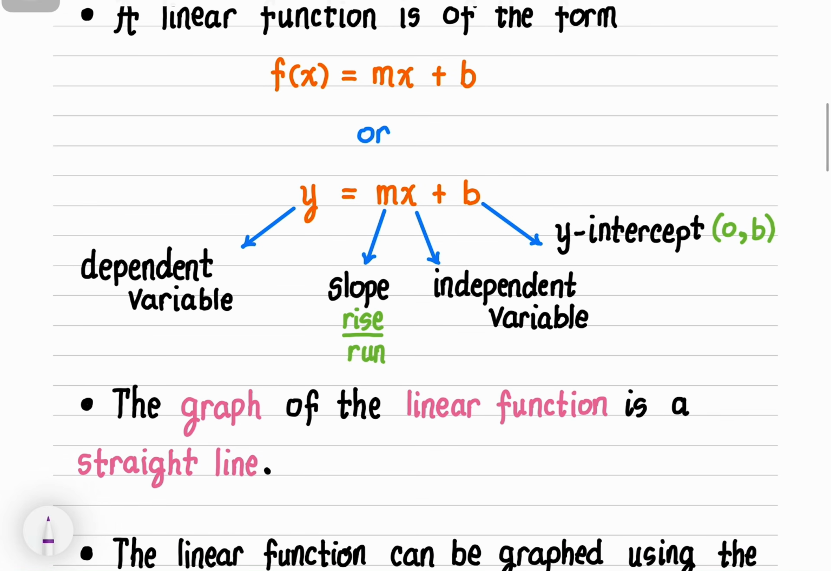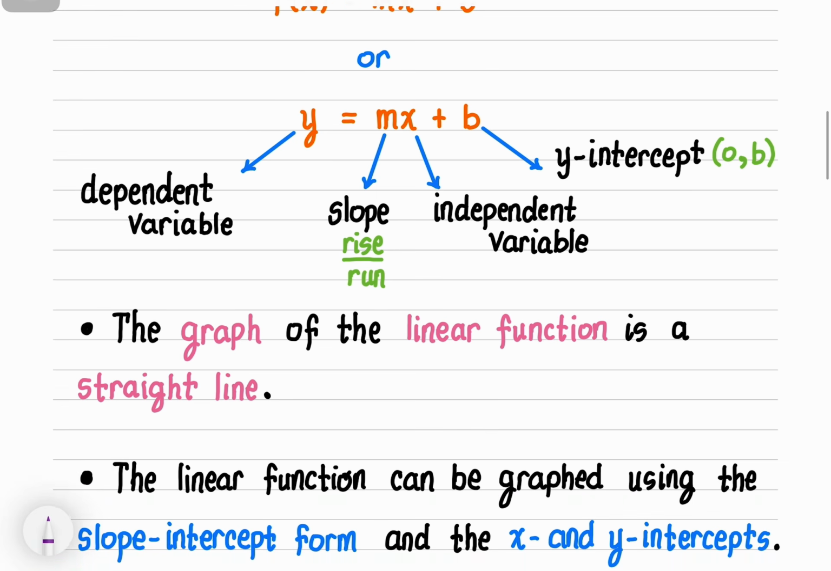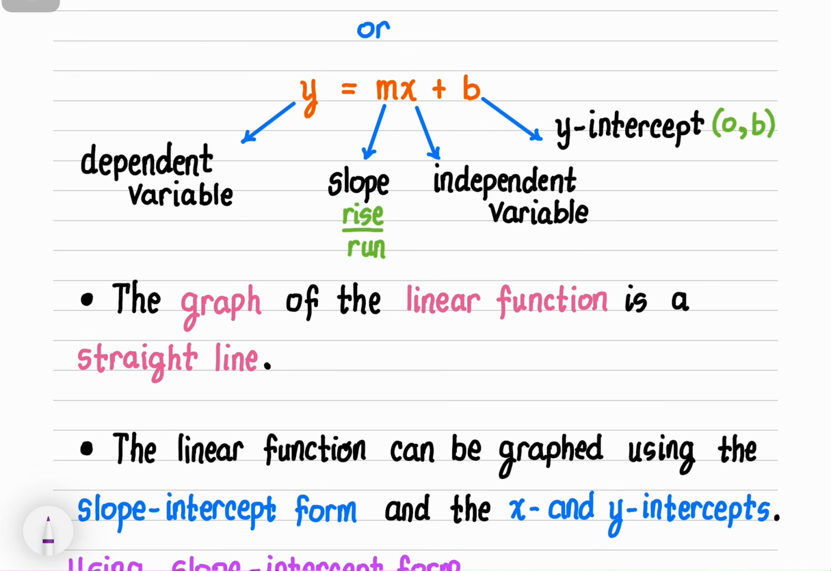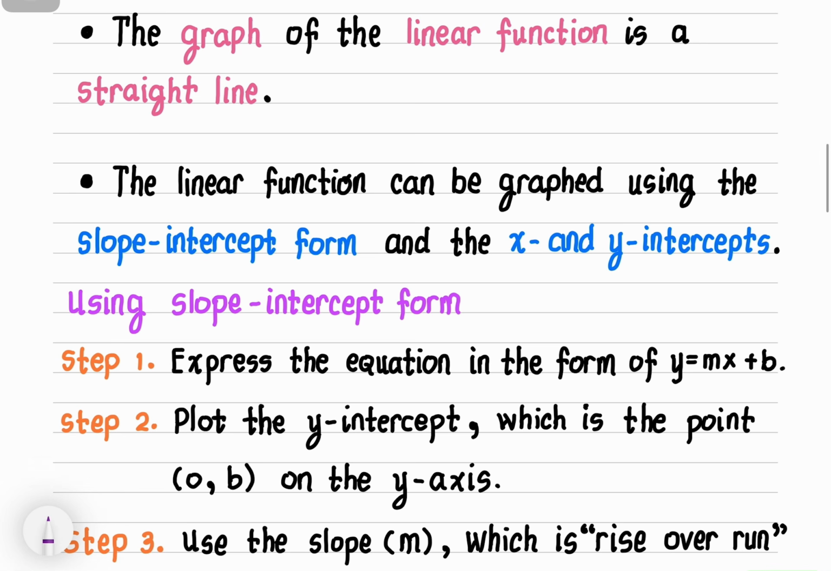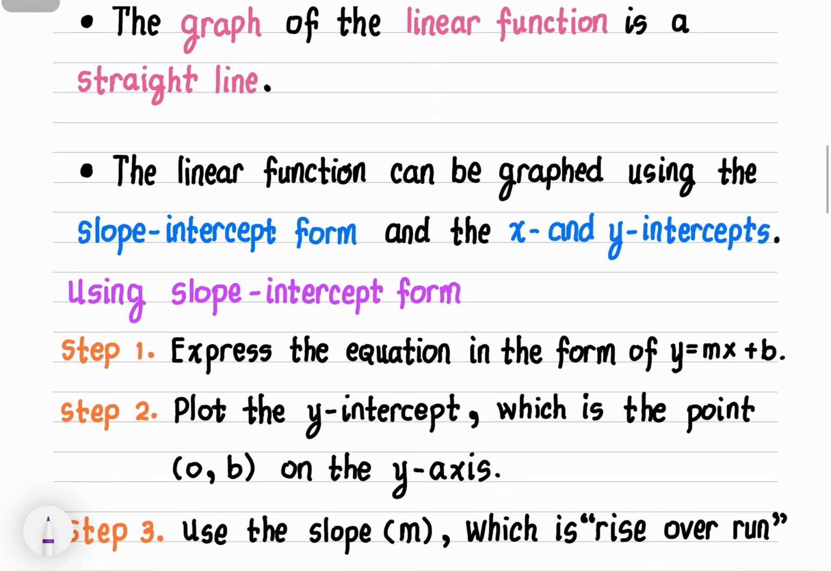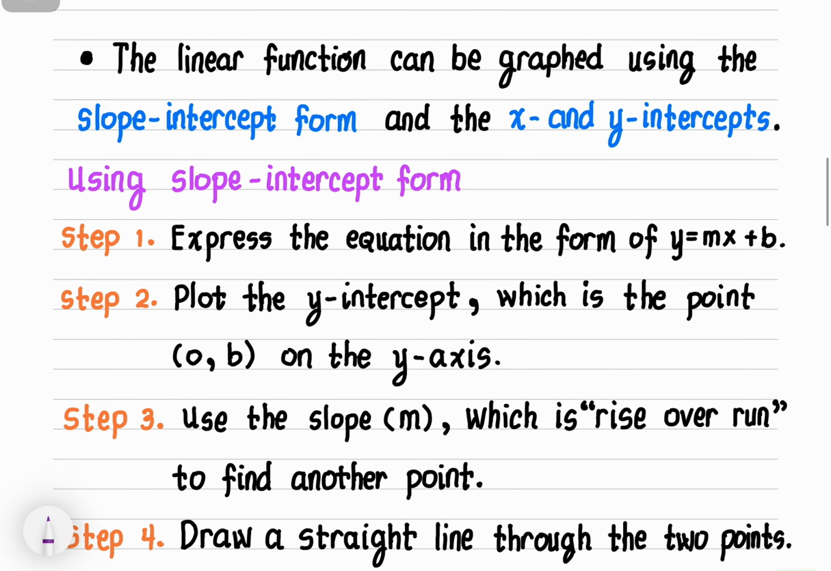And, of course, another concept, the graph of the linear function is a straight line. So, mamaya ma-observe natin yung behavior ng graph kung yun ba ay straight line. Okay. And then, the linear function can be graphed using the slope-intercept form and the x and y-intercept. So, class, meron tayong two ways dito to graph the linear function or linear equation. Okay, so, kung gagamitin natin ang slope-intercept form, we have 4 easy steps.